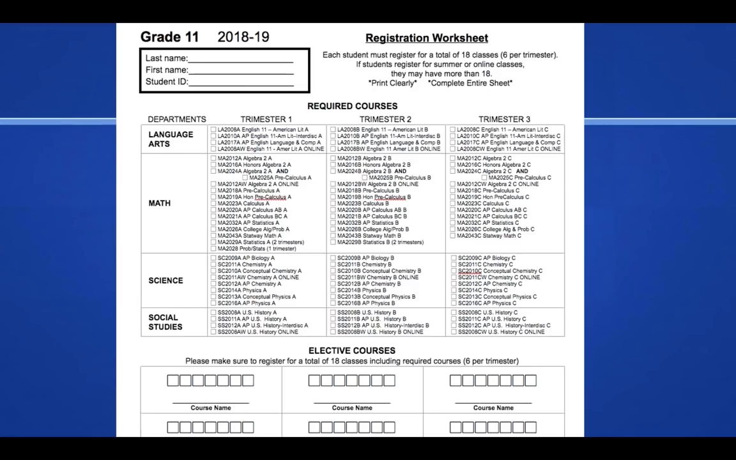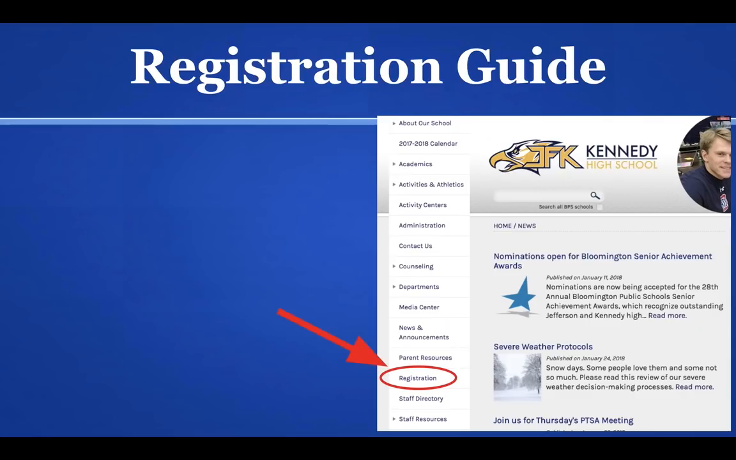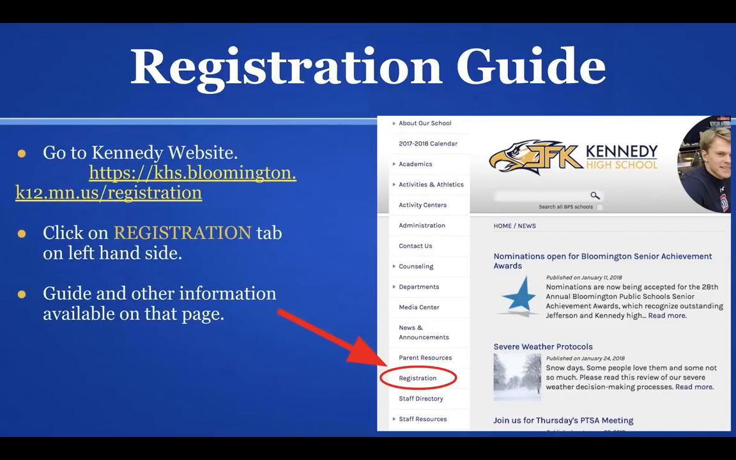So here's what a registration sheet looks like. Again, you'll have your appropriate grade level for next year. The core classes, you should be able to just check the boxes, and then elective courses, you actually have to write in the course number and the name, which you will look in the registration guide for, or on the back of your sheet. To find the registration guide, again, it's on the Kennedy website. So go to our main website, and on the left-hand side, there's the registration tab. Click on that tab, and then the registration guide will pop up along with other information you might want to use for the registration process.